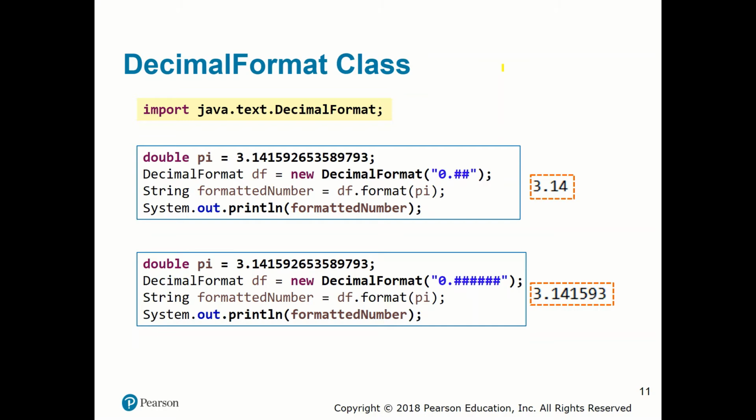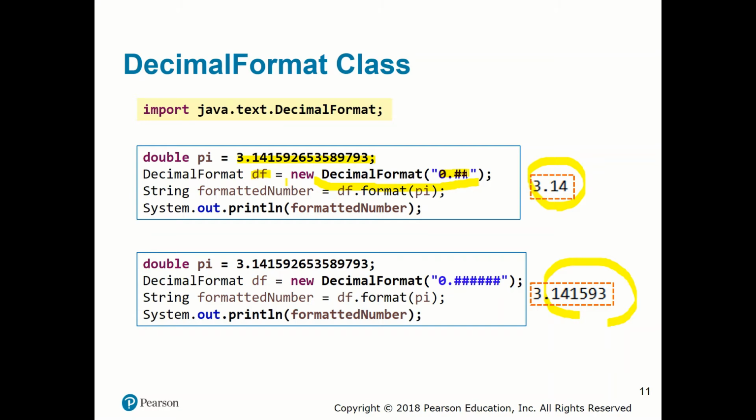I will show you how to use the DecimalFormat class. I want to print the pi value like this and like this. We create a DecimalFormat object first. So here df is the DecimalFormat object. And this is a constructor of the DecimalFormat class. In the constructor, we put the format that we want to print out the data. So this is very important.